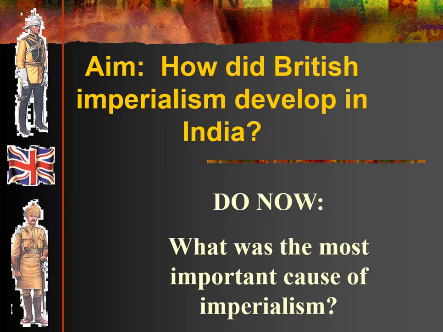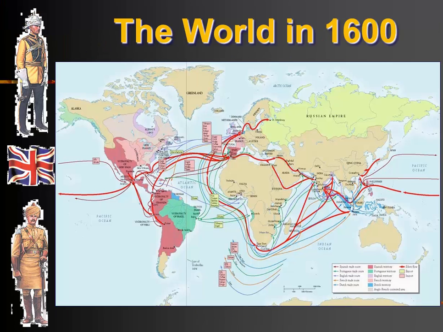All right, so today we're talking about the first part in how did British imperialism develop in India. So basically, how did India go from being one of the most powerful countries in the world to being controlled by Britain? So if we look here on this map, this is the world in 1600, and you could see some of the major empires and trade routes of the world.